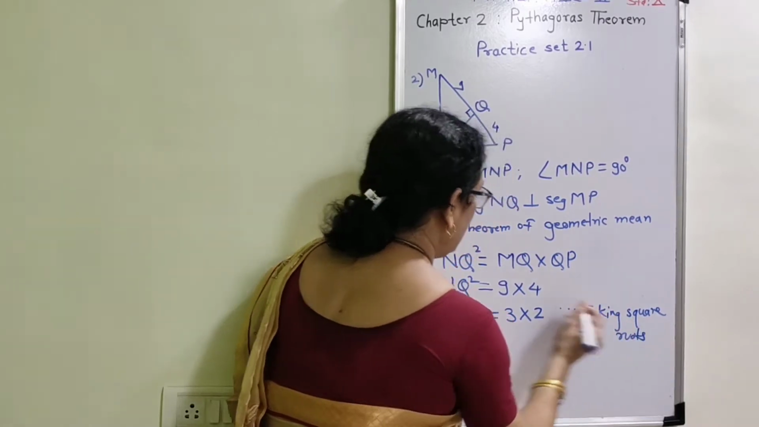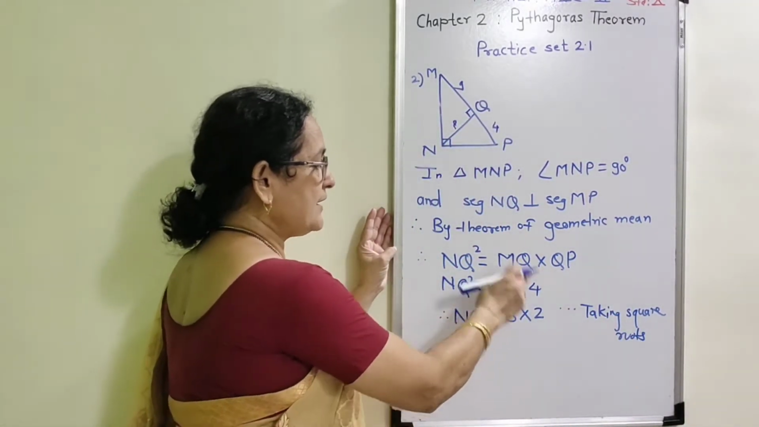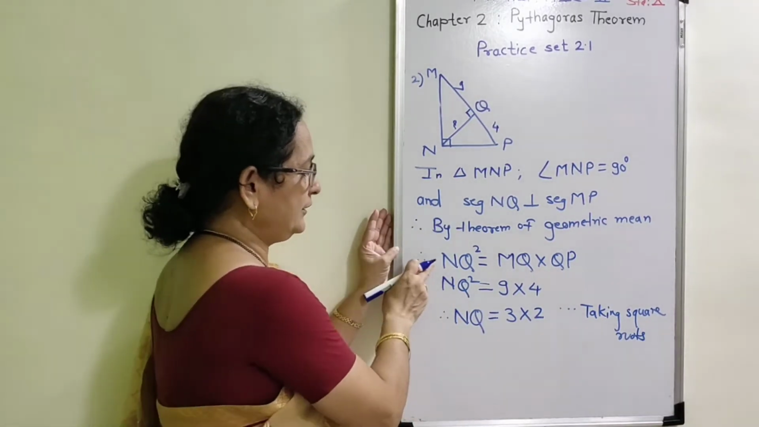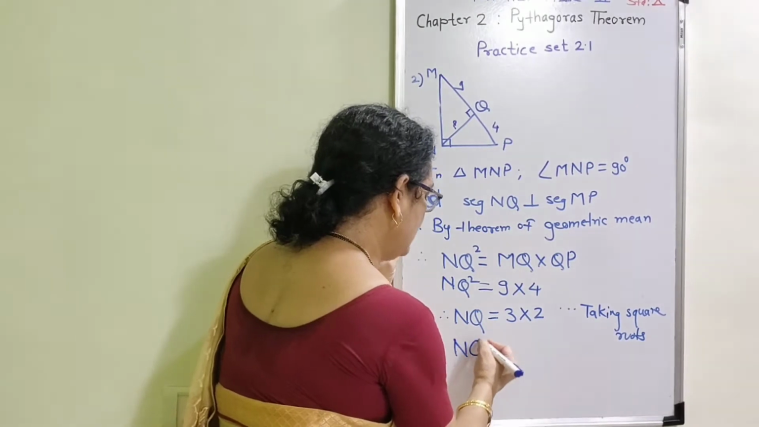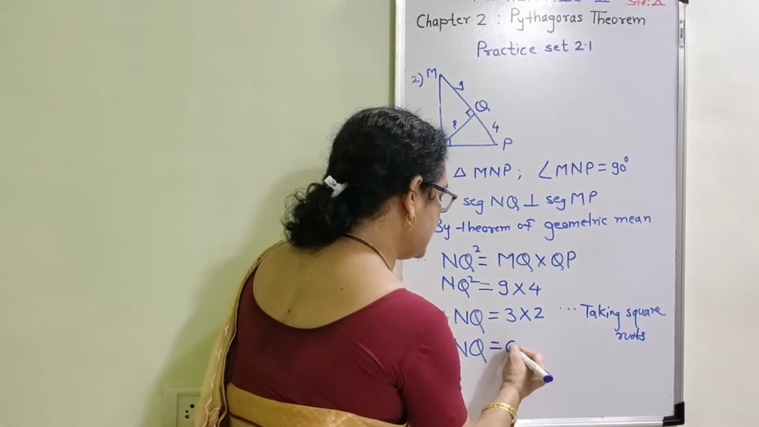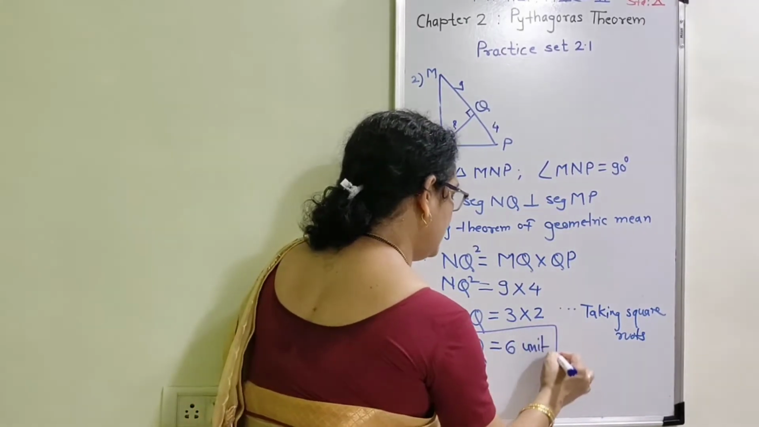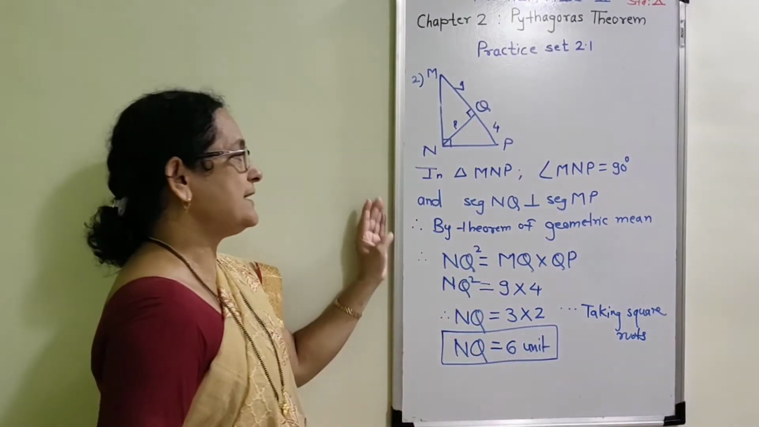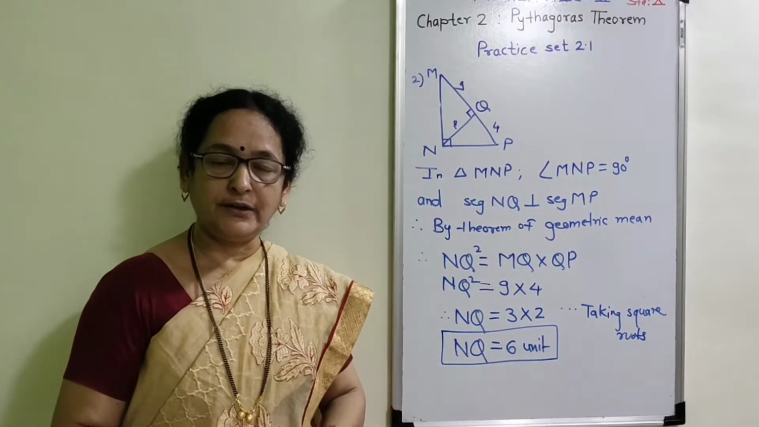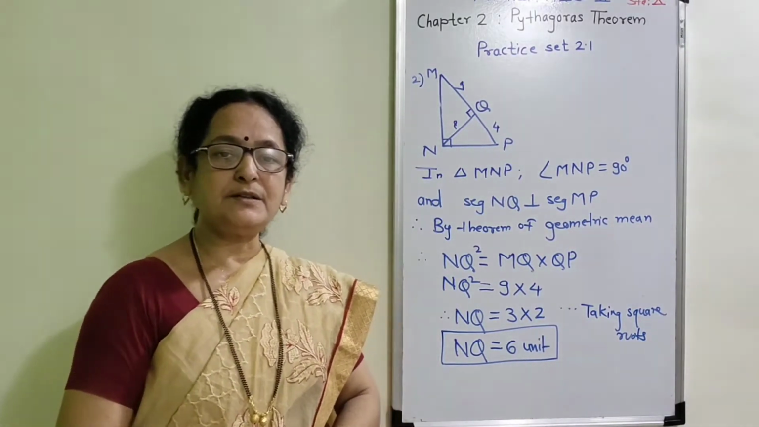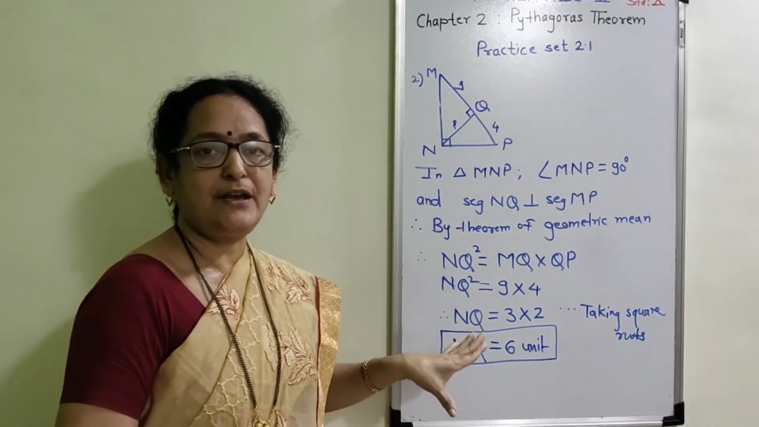Now observe that if you have taken NQ directly, then take the square roots of both sides, or write in terms of NQ square. You will get your answer that NQ is equal to 3 twos are 6, and therefore the length of NQ is equal to 6 units. This example is very important. There is one solved example on the earlier page. That example is also very important, and the type of example is very important.